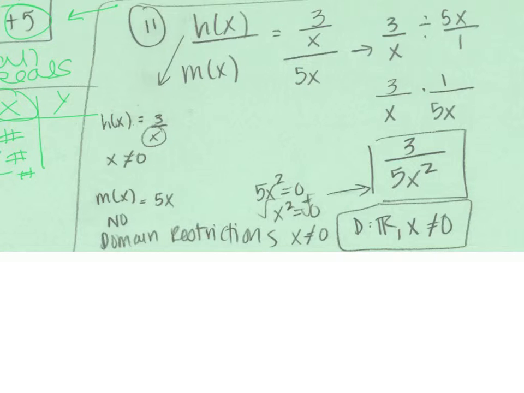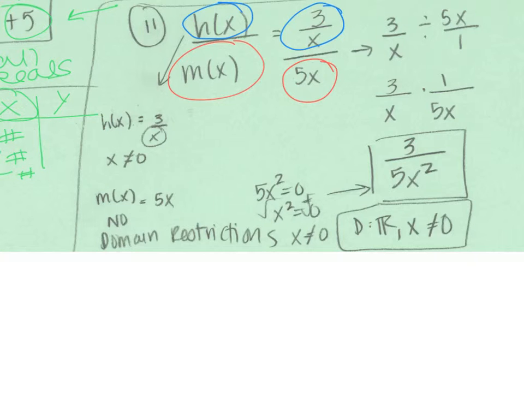So for number 11, on top in the numerator, this is h of x. h of x equaled 3 over x. m of x was equal to 5x. So we plug in. You can't have a fraction in a fraction.